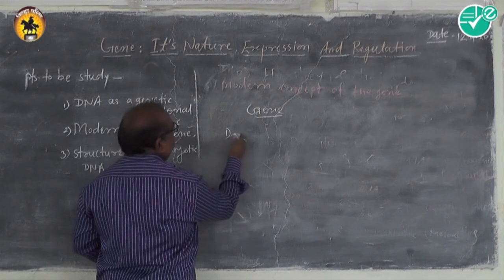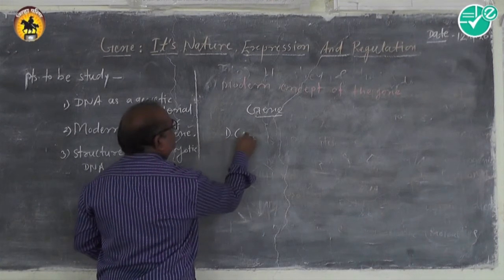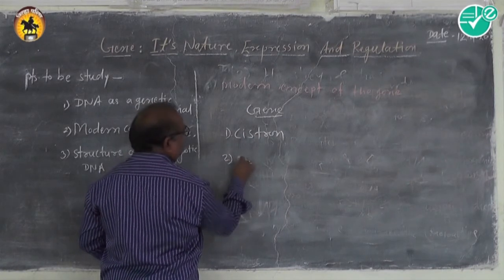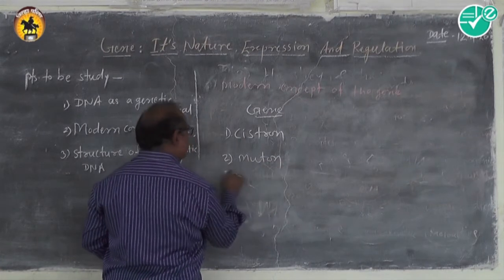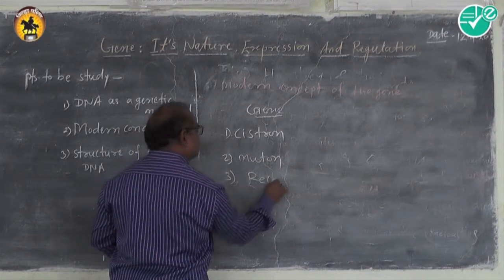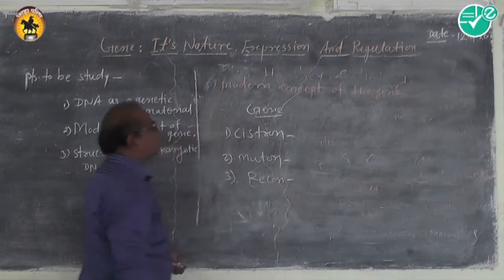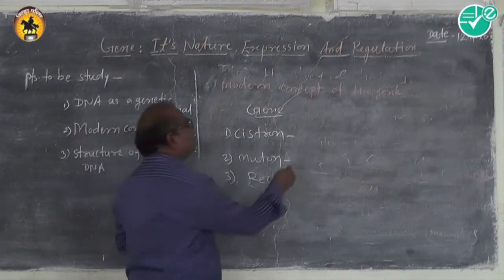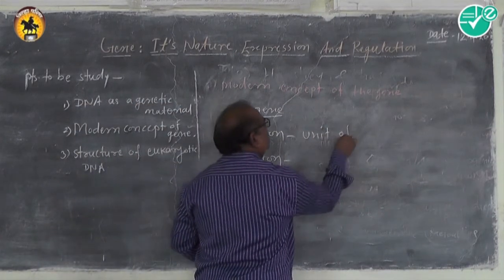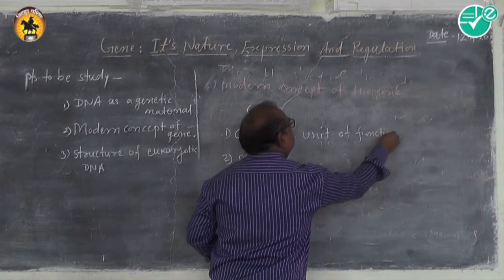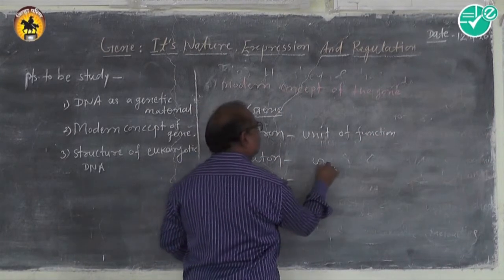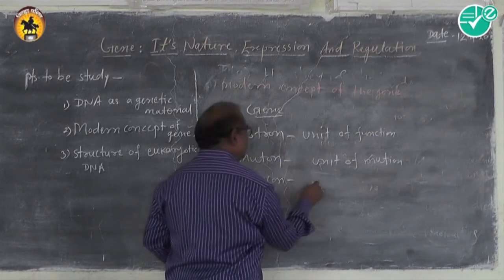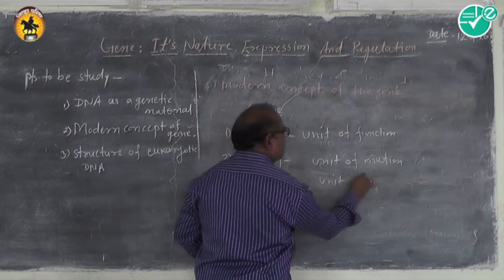first cistron, the muton, and recon. Cistron, the unit of function; the muton, the unit of mutation; and recon is the unit of recombination.